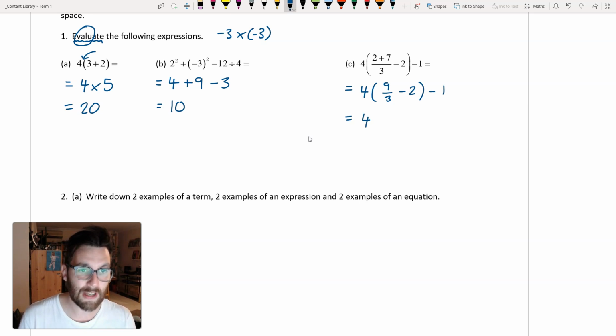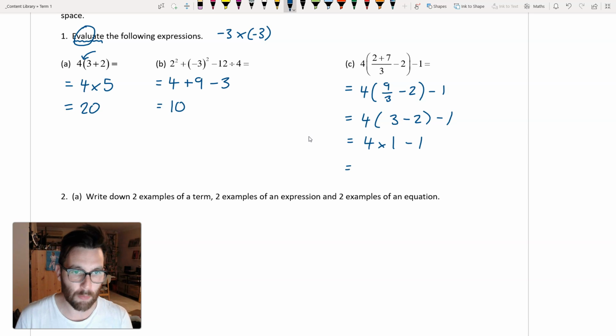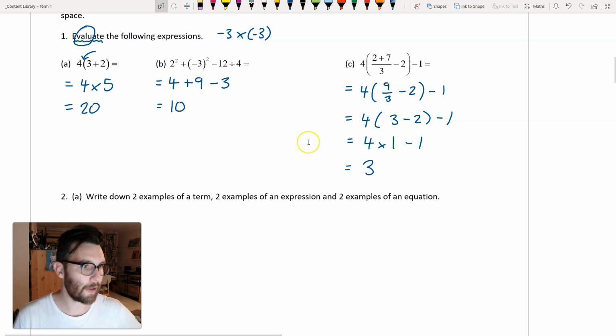Now I'll carry on going through the bracket. Now in the bracket, 9 divided by 3 is 3. And I'm taking that 2 away from that. So now it's going to become 4 times the result of 3 take 2, which is 1. So 4 times 1, which is 4. And taking 1 away from that will give me 3 in the end. Okay, that steps it out a little bit.